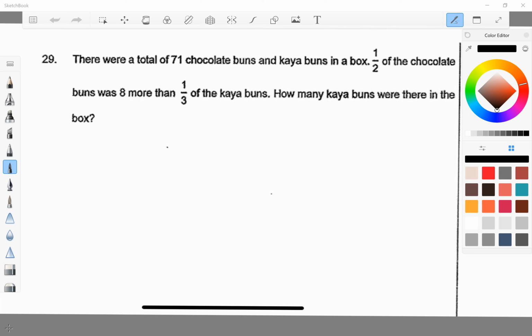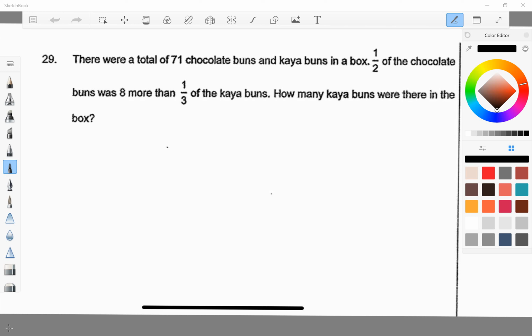Today's session is going to be a very short one because when this question appears in the exam, the children only have 2 minutes to read, to understand, to draw the model and to solve it. So without further ado, let's dive straight into it.